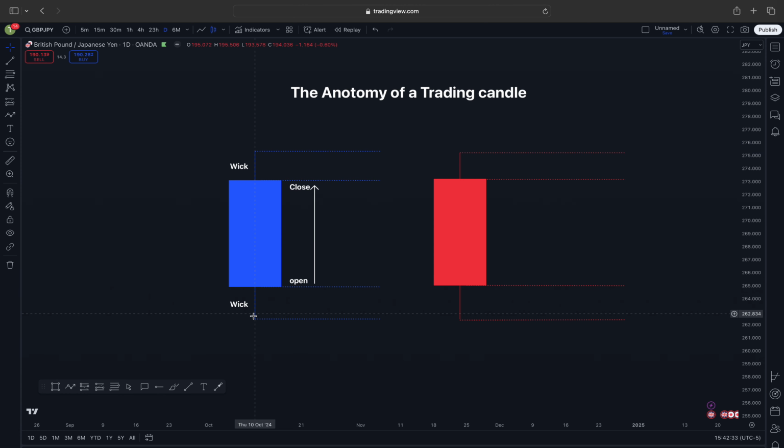Now what the wick signifies is that price at least went to this point right here, or price went as high as this point right here. So this would be the lowest point that price went to before moving up, and then this would be the highest point. Let me fix that.